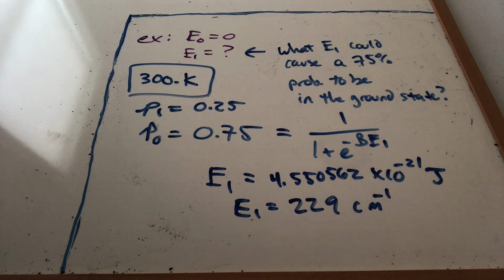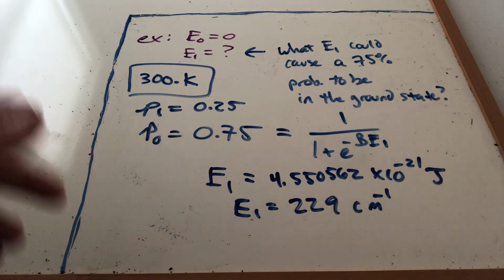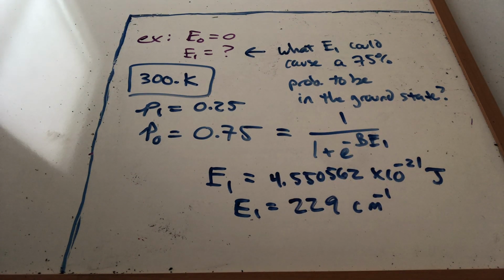Which again makes complete sense, because what do we say at around 300 Kelvin, at around room temperature? Our P0 for vibrational states is going to be close to 1. So the fact that this shows up in the microwave region, or in regions less energetic than our IR region, makes complete sense, okay?